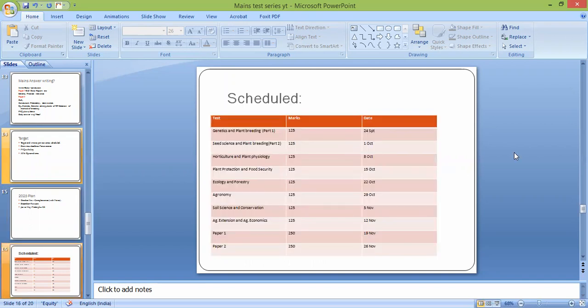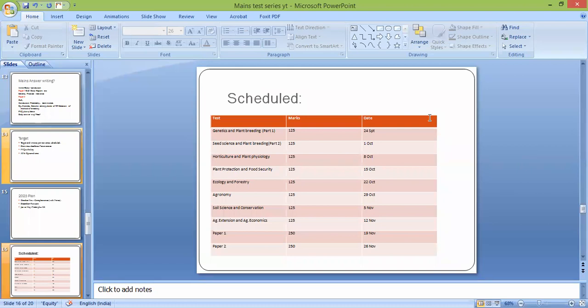If anyone is interested, they can ping me or comment on YouTube. Regarding the tests, many students ask. If you want to write, you can write as per the schedule. You can write the half length tests and all the full length tests as per the schedule, so that you are prepared one way. Once you have written everything, at the time of mains you don't need to do much.